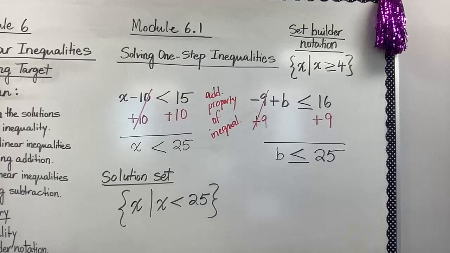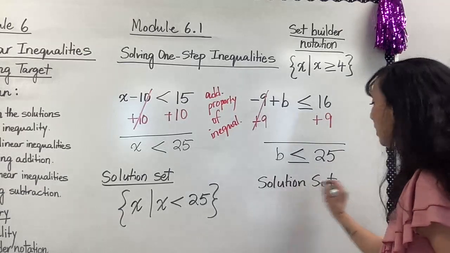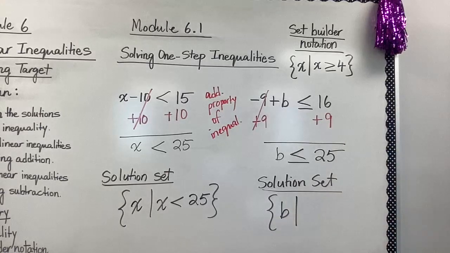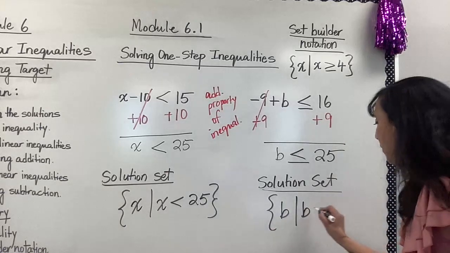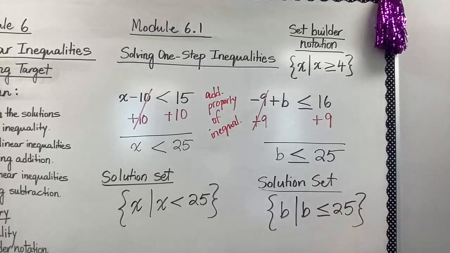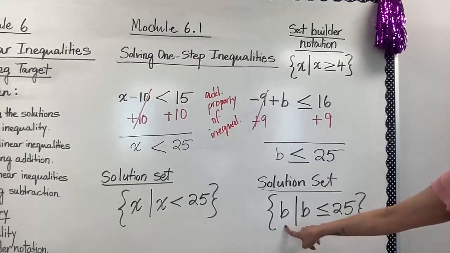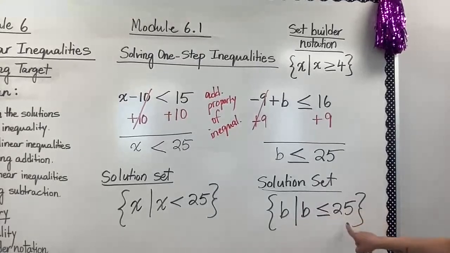So in this case, what is my solution set? My solution set is going to be b, where b is less than or equal to 25. And so here is how I write out my solution set. Basically it's telling me this is the set of all numbers b such that b is less than or equal to 25. And that is my solution set for this problem.